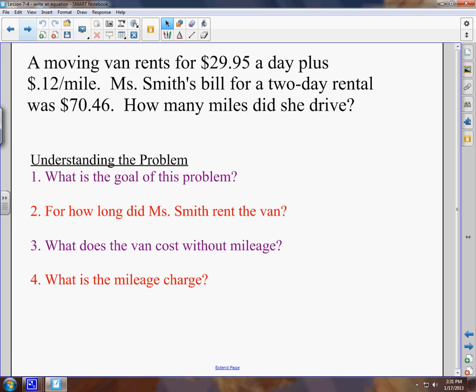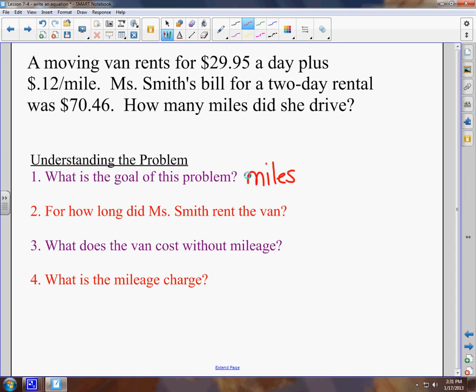A moving van rents for $29.95 a day, plus 12 cents a mile. Mrs. Smith's bill for a 2-day rental was $70.46. How many miles did she drive? So, here are some key things that they want to help you with. It says understanding the problem. What is the goal of the problem? To figure out how many miles she drove.